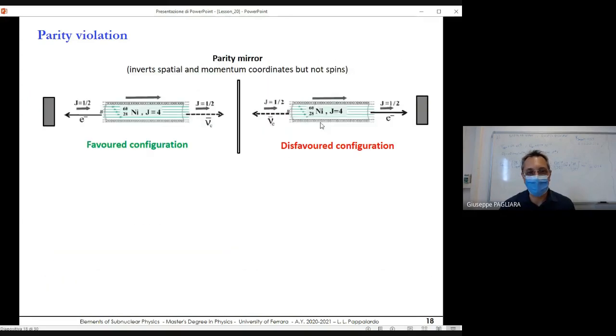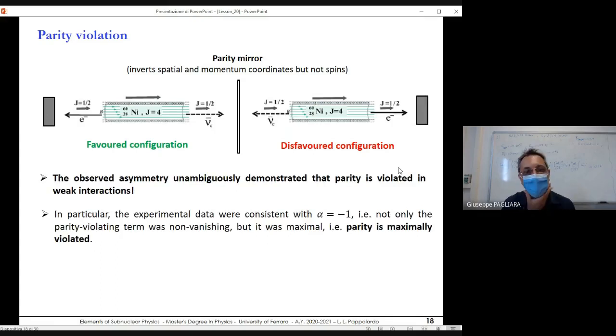So the two configurations, which are the parity mirror one of each other, one is the favored and the other is the disfavored, according to the experiment. Okay, and this unambiguously demonstrates that parity is violated in weak interactions. In particular, the experimental data were consistent with alpha being -1, so the very lower limit of alpha. Alpha, in principle, ranges from -1 to +1, if you remember. But experimental data were consistent with alpha being indeed -1. So this means that not only is parity violated in weak interaction, but it is maximally violated. And this will be more clear in a moment.